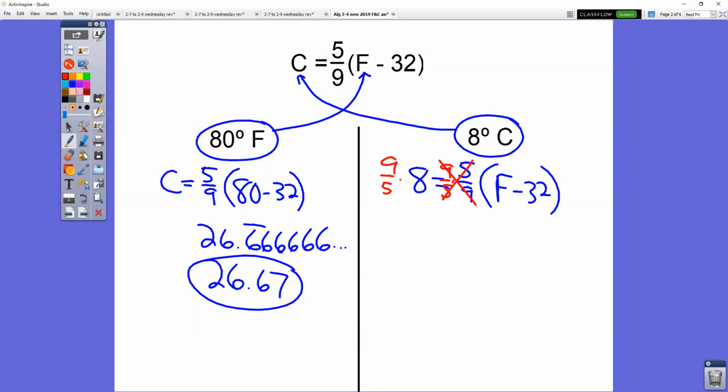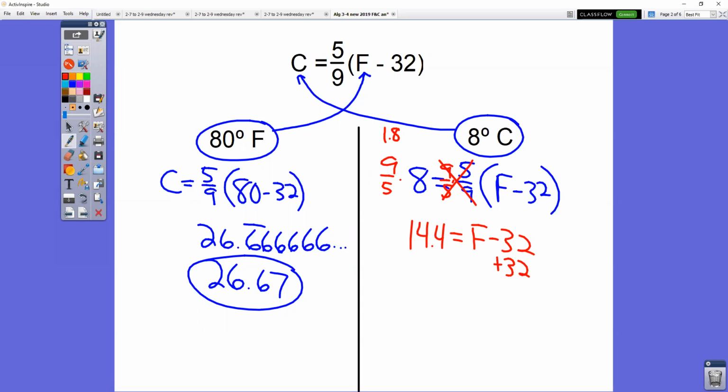Those cancel out. Remember that 9/5 is really just 1.8. So we have 1.8 times 8, which gives you 14.4. Bring down the rest that we didn't use yet, but get rid of those parentheses. We don't need them anymore. So we have 14.4 equals F minus 32.